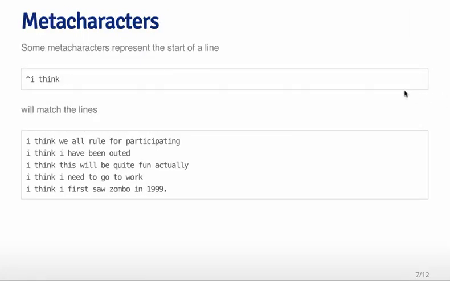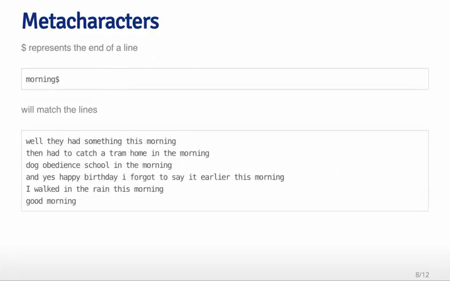Some metacharacters represent the start of the line. For example, if you have a caret followed by I think, it will match the start of a line followed by I think. So that will match all of these lines. But it wouldn't match if the I think came somewhere in the middle of the line. The $ sign represents the end of the line. For example, if you have the phrase morning$, then that will match all of the lines here because morning is the last word in the line. However, if morning appeared only in the middle of the text, it wouldn't match.